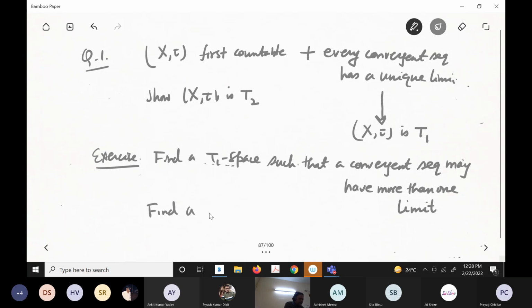That's why a first countable T1 space need not be T2, so that you also find a first countable T1 space which is not T2.